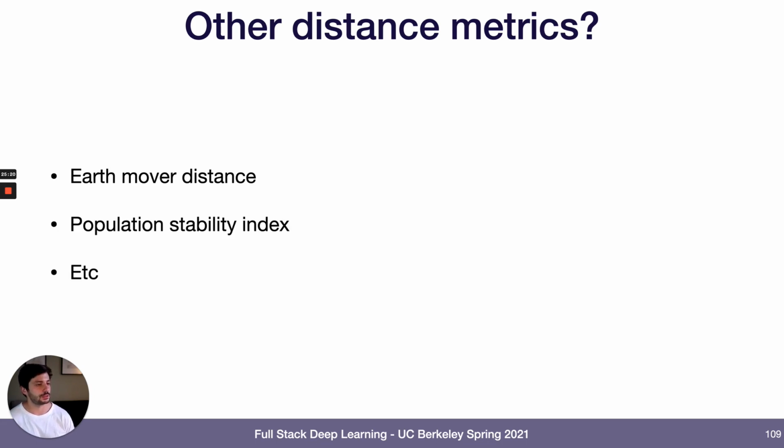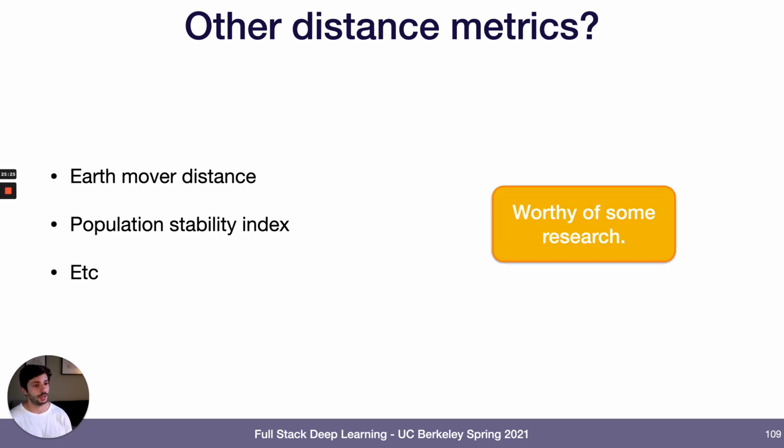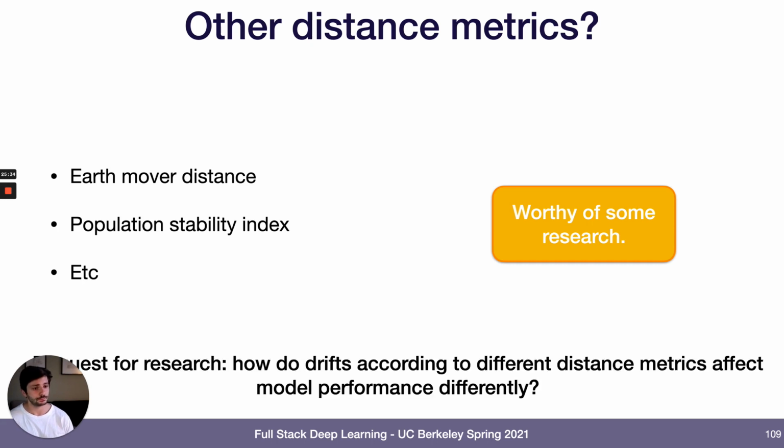I think many of these distance metrics could be really good for your use case or even just for monitoring in general. So I'd say it's worthy of some research, worthy of trying out other distance metrics that you're excited about. And I think there's some missing research here. In fact, a request for research: I would love to see a study that looks at different types of drift from the perspective of how those affect the performance of trained machine learning models. So if you have drifts that are measured by these different metrics, do those have different impacts on the machine learning models that are trained on that data?